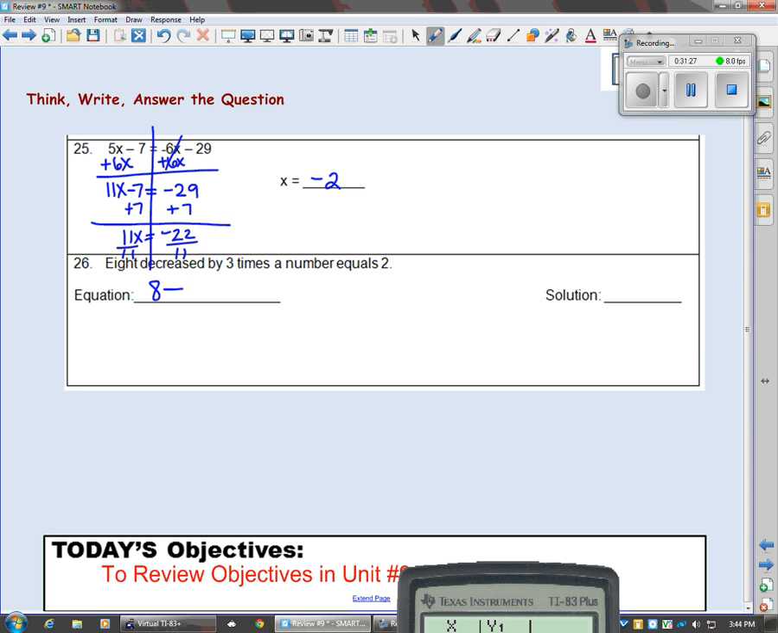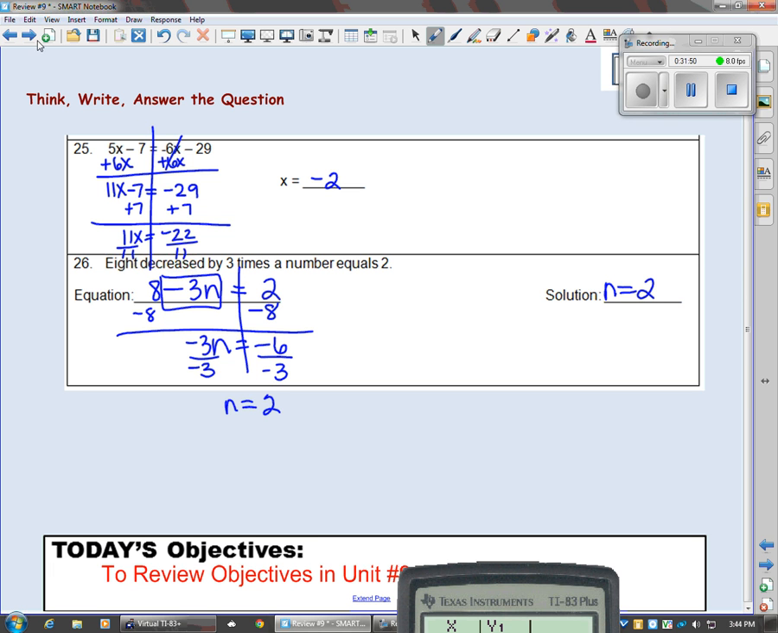8 decreased by 3 times the number equals 2. Solve. This is what I'm solving for. I'm going to take away the 8. So I get negative 3n equals negative 6. I'm going to divide by negative 3. So n equals positive 2. Okay, I went kind of fast because these are review. If you need more help, ask your teacher.